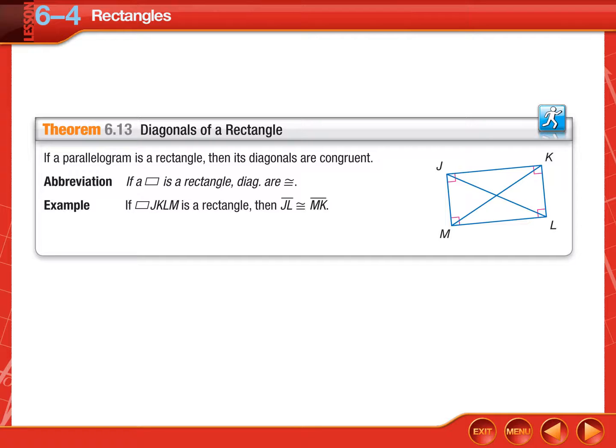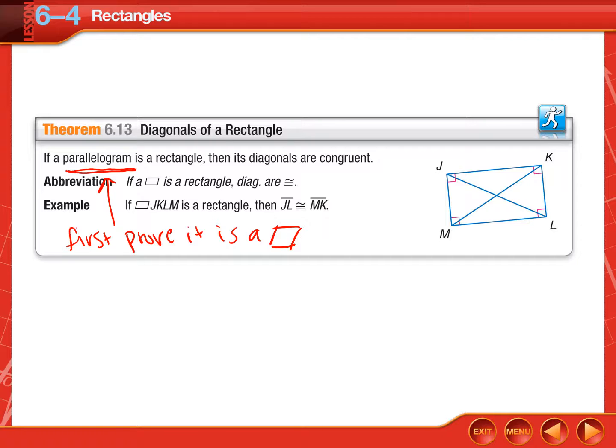It says that if a parallelogram is a rectangle, then its diagonals are congruent. Okay, so one thing I wanted to point out here is that this says if it's a parallelogram. So if it just says something about a quadrilateral, first prove it is a parallelogram. Okay, so first you have to prove a quadrilateral is a parallelogram, then prove that it's a rectangle, and then if it's a rectangle, then you know that the diagonals are congruent.